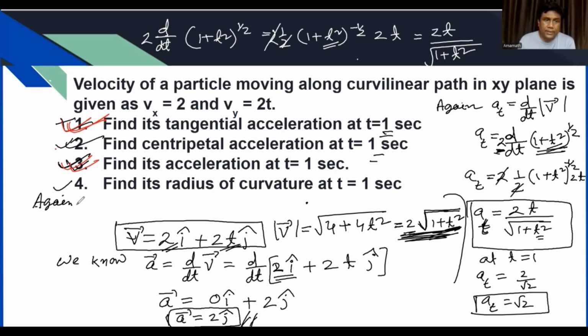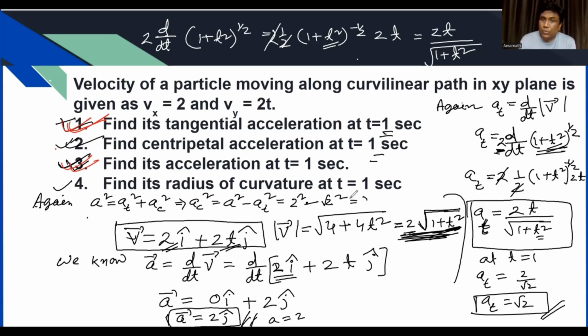You see, I know that a square equal to at square plus ac square. So from that I know ac square will be net acceleration square minus at square. But net acceleration is what? Net acceleration is 2. Remember, magnitude of net acceleration is 2 only. So it will be 2 square minus tangential acceleration, root 2, so root 2 square. So it will be 4 minus 2. It means it is 2.